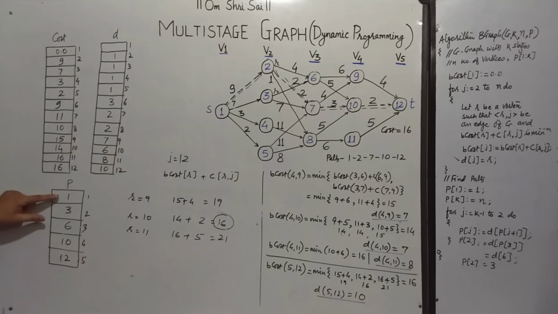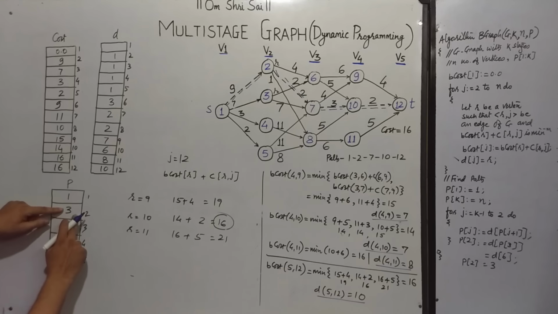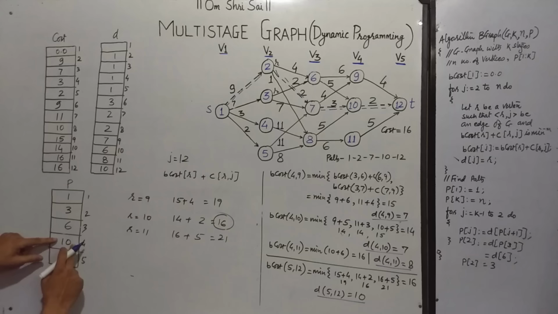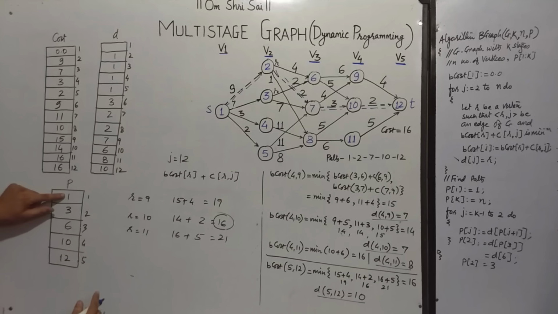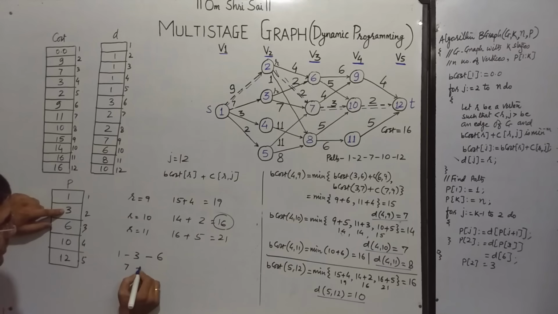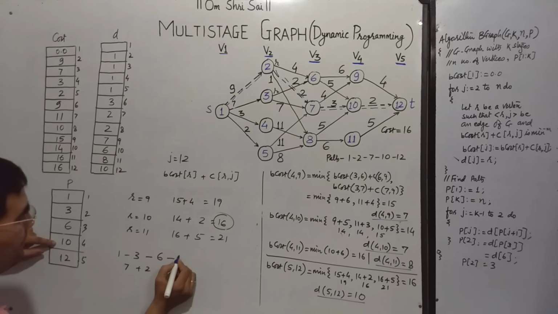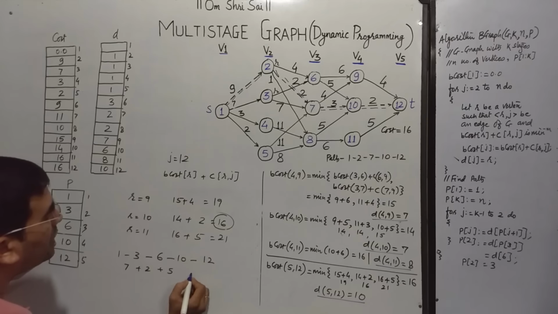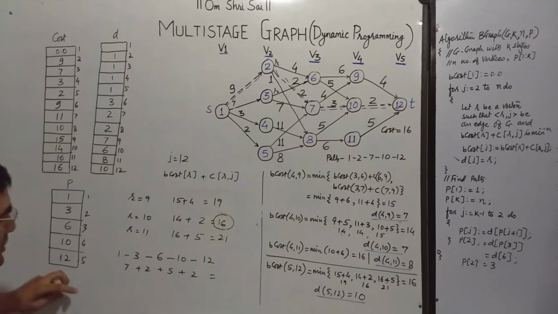So it is specifying we have obtained another path. We may take this path also and we may take this path also. So let us calculate. 1 to 3, then 3 to 6, 6 to 10, 10 to 12. What will be the cost? 1 to 3, the cost will be 7. 3 to 6, 2. 6 to 10, 5. And 10 to 12, 2. So what is the total cost? 16. So the cost is the same.